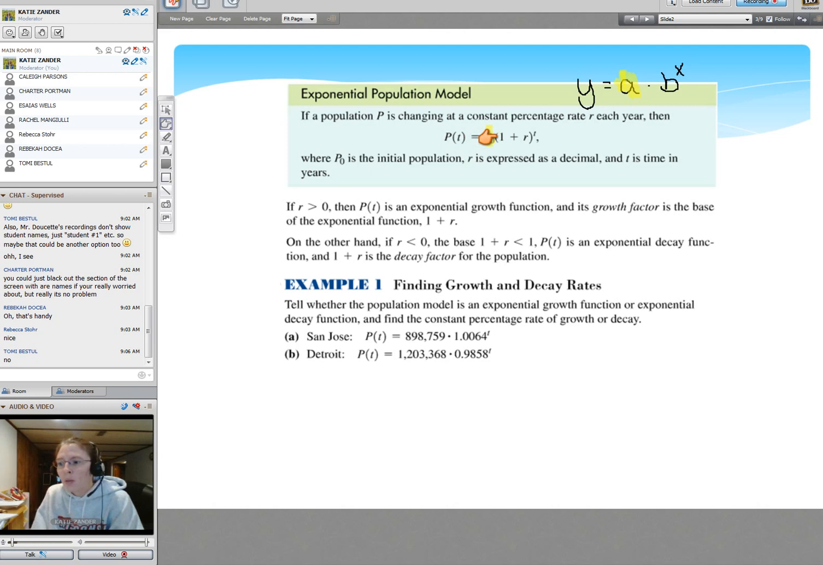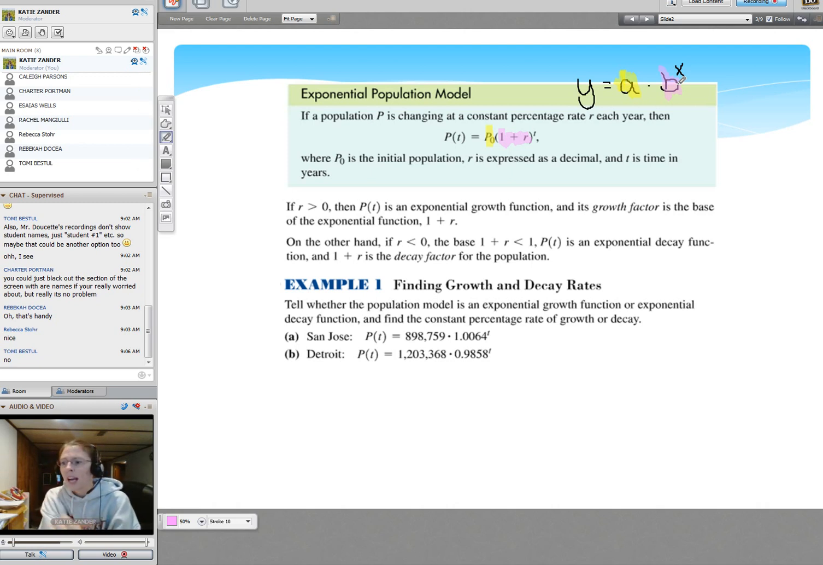Now, they wrote it as 1 plus r this time. The reason they wrote that as 1 plus r is because r is referring to the rate you are increasing or decreasing by. So we can subtract that number from 1 and find how fast or slow we are growing. I alluded to that a little bit in Tuesday's class as well. I told you we could subtract from 1 to figure out the speed of growth. We're really going to look at that today.